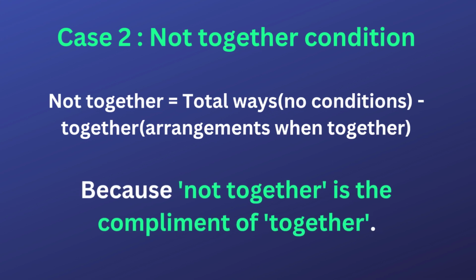Case 2. Not together. When the condition is that two or more objects must not stay together, we simply get the permutation by subtracting the together condition from factorial n, because not together is the complement of the together condition.